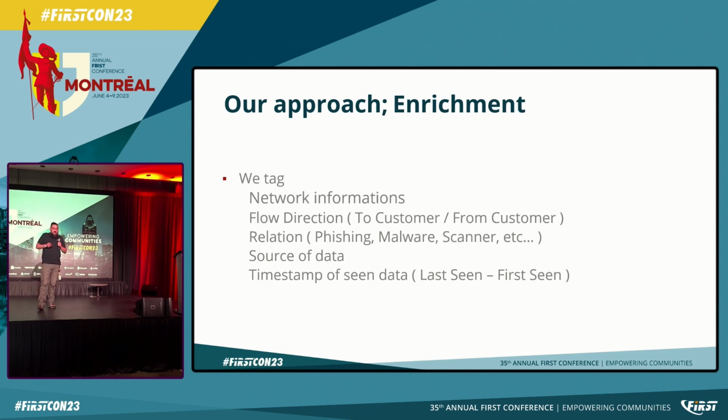We tag network information, and we tag what is really important to us, flow direction. We tag if it's an IOC that we need to see when my computer goes to it, or if it comes from this IOC to me. It's really important. It removes a lot of false positives by doing that. You will remove scanners. We don't care about scanners. A scanner will be from outside to inside, and from malware, it will be from inside to outside. So I am able to extract flow of data in this way only.